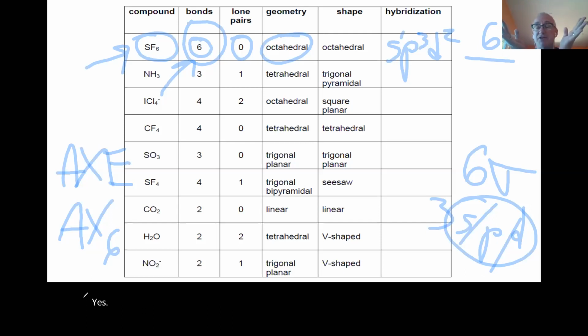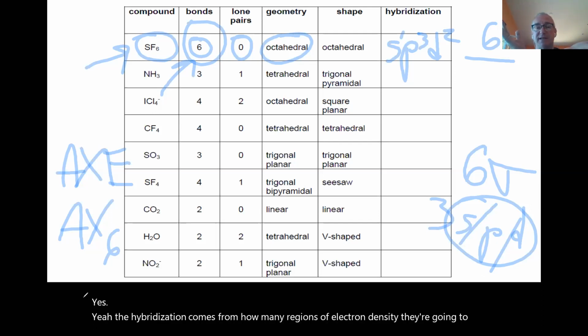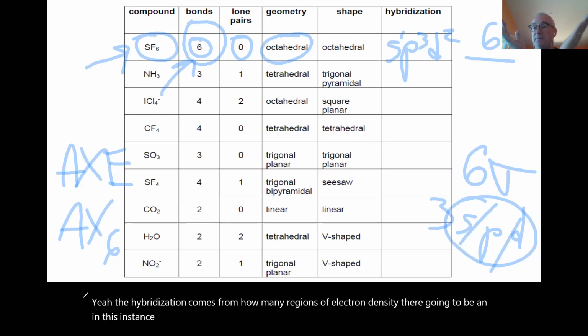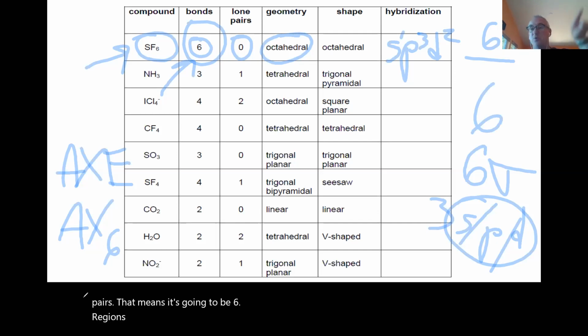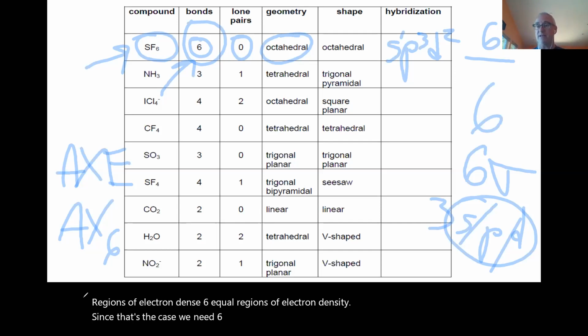Yeah, the hybridization comes from how many regions of electron density there are. In this instance, SF6, we count both the bonds and the lone pairs. There are 6 bonds and no lone pairs. That means there are 6 equal regions of electron density. Since that's the case, we need 6 hybrid orbitals to deal with them.